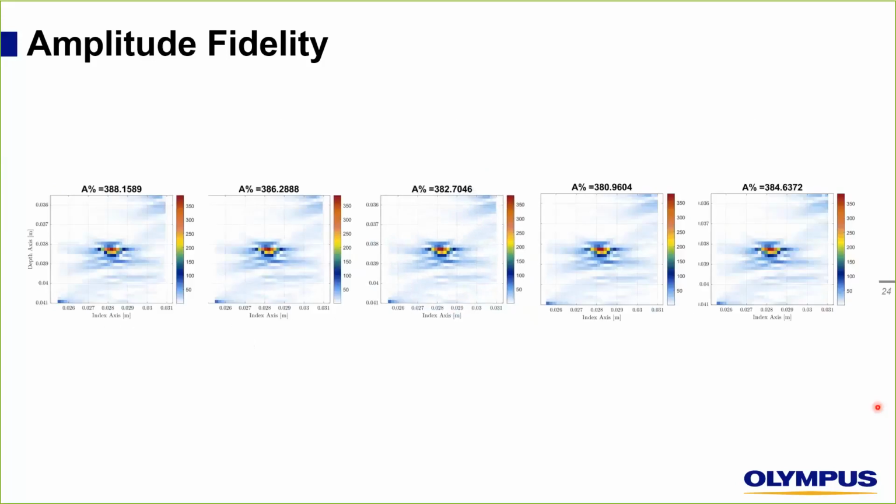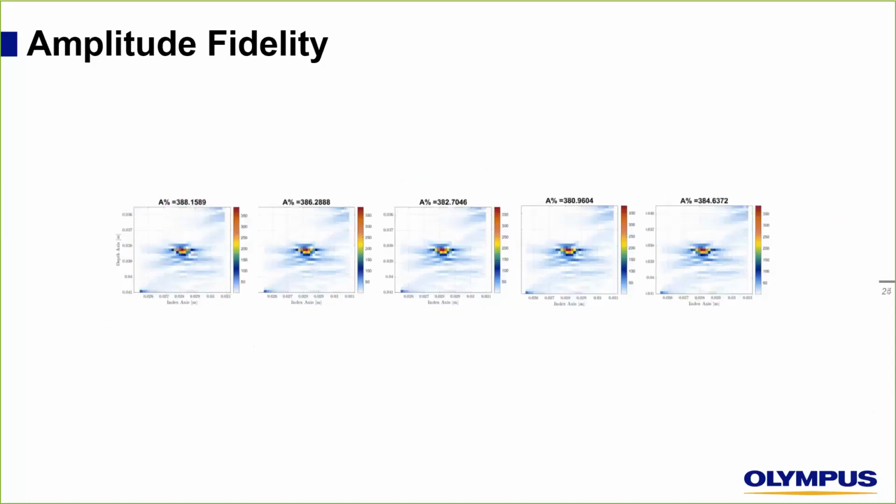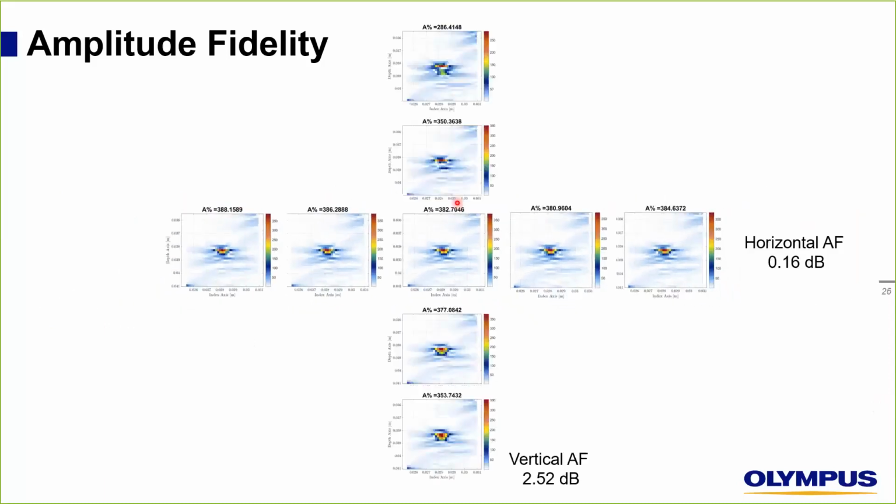As you can see here, we moved the grid a little bit. We are reading the amplitude here. It's like the full screen height reading that is provided on phased array machines. And we can see there is a slight variation that indicates a little difference in dB when we move the grid to the left or to the right. Same thing for the vertical axis as well. And actually here we see that we have a 0.16 dB difference on the horizontal axis and 2.52 dB on the vertical axis.